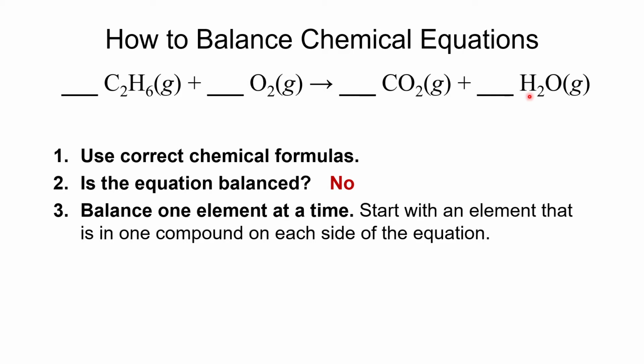Of course, oxygen, you'll see oxygen is in two different things on the product side of the equation. So we're going to avoid oxygen in this particular situation. Now, when I have two choices like carbon and hydrogen here, I usually pick the bigger one, the one with the larger atomic number.